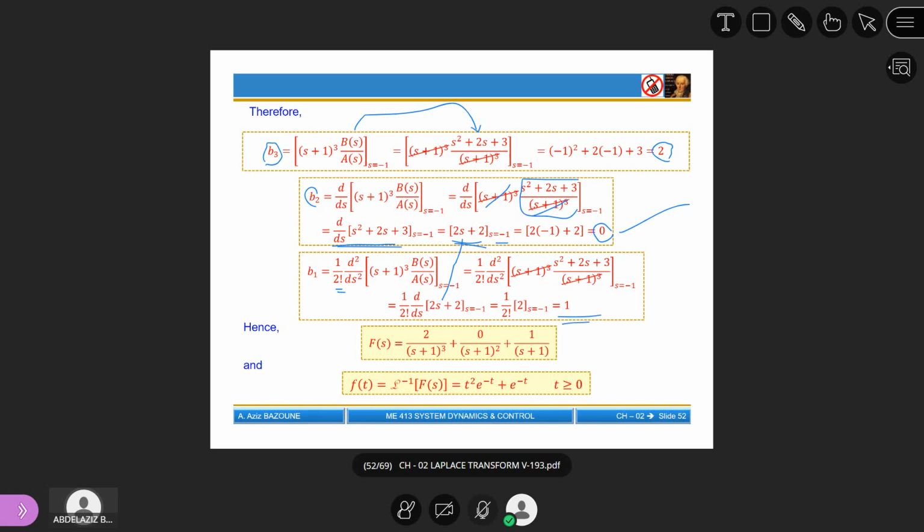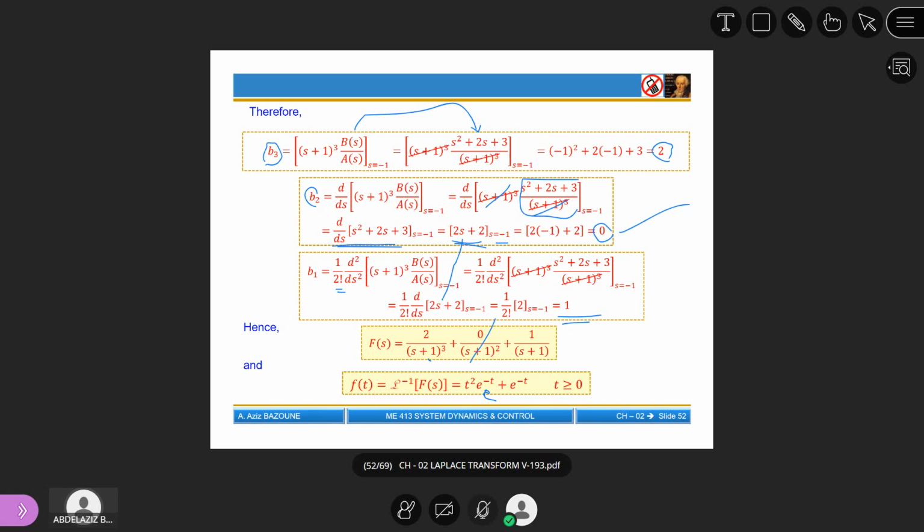Then your partial fraction will be 2 over s plus 1 cubed, plus 0 over s plus 1 squared, plus 1 over s plus 1. For the inverse Laplace transform, if you go to your table, because we have s plus 1 in the denominator, it will be e to the minus t. And 2 over s cubed will give you t squared, so t squared e to the minus t. The second term will be 0, and the last one will be exponential minus t.